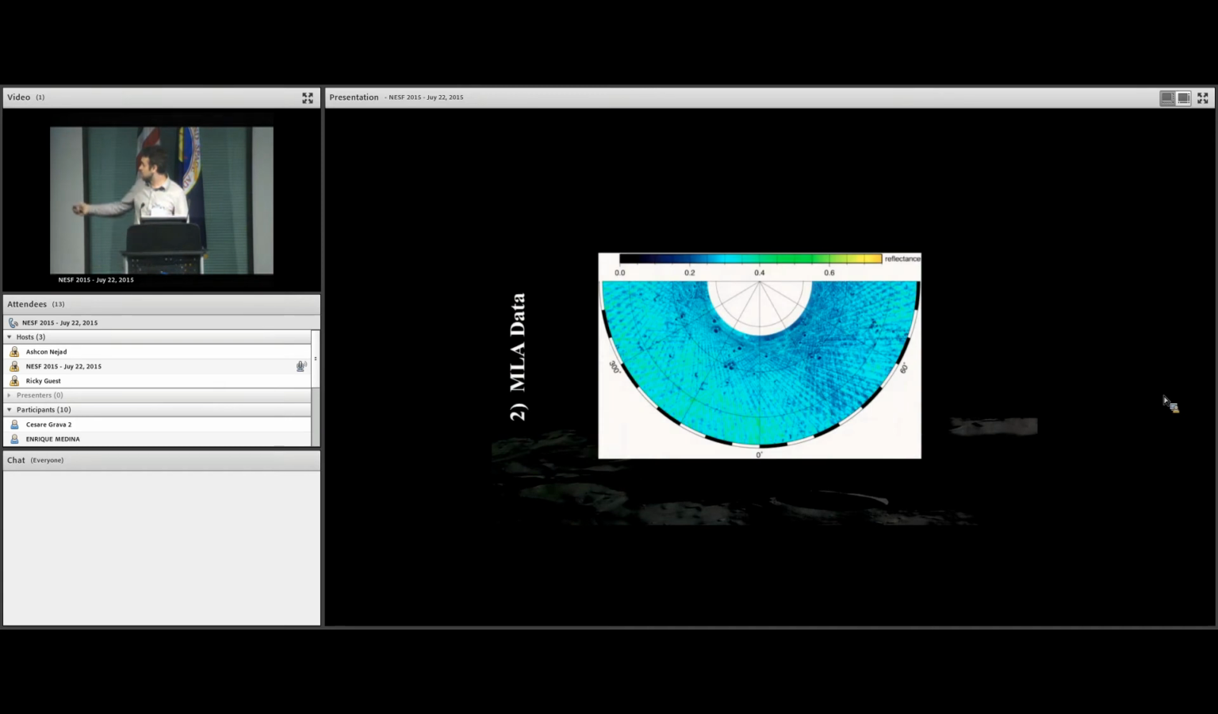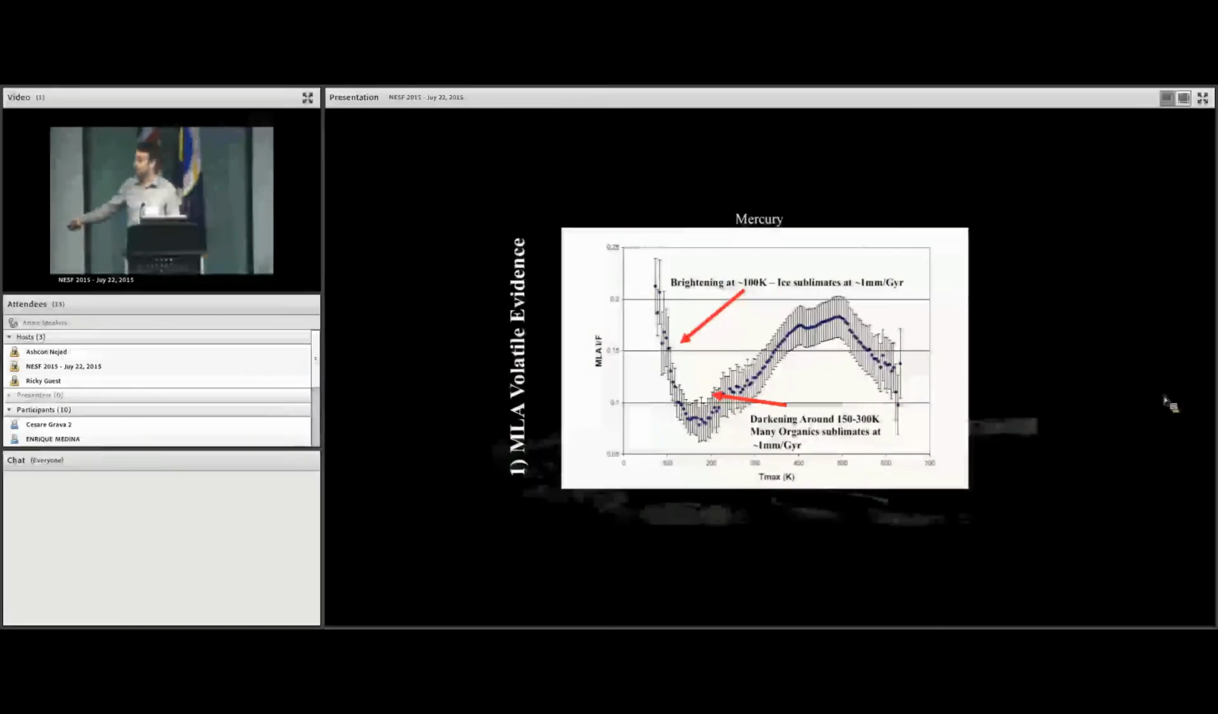But then the question is, what are all these other features going on? Like up here at 150 K, why do we have this big dip? What we postulated in that paper was that there might be organic materials left over from comets. So that is telling us not only that there's water ice, but also something about the source material. So we're going to try to push this technique to see how much we can get out of it.